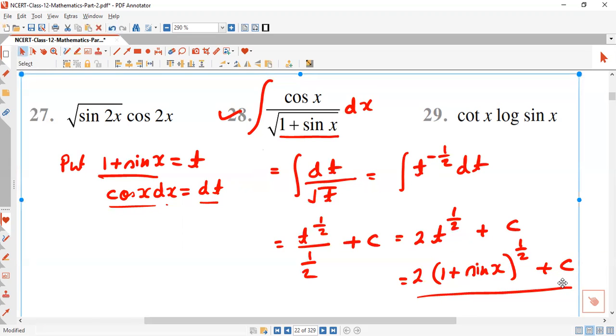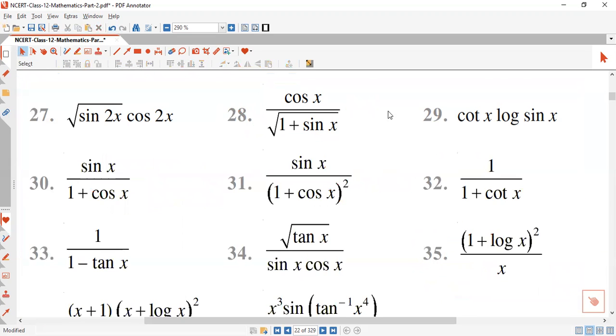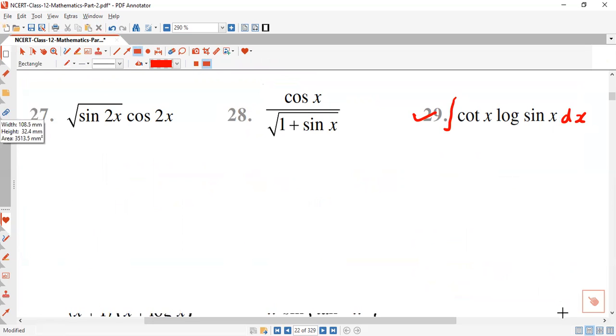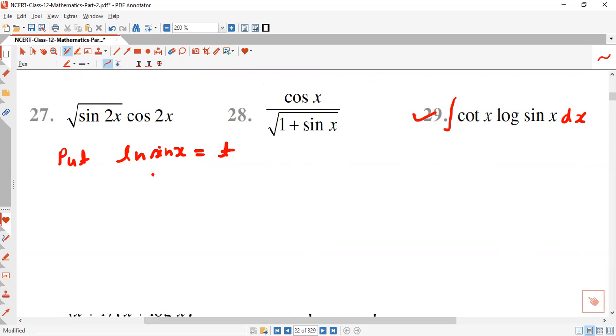Now, I would like to do question number 29: cot x log of sin x. See, in this question, what should I substitute? Because this is two functions in a product, can a substitution help us? Yes, let's see. We put log sin x, the whole part, as t.